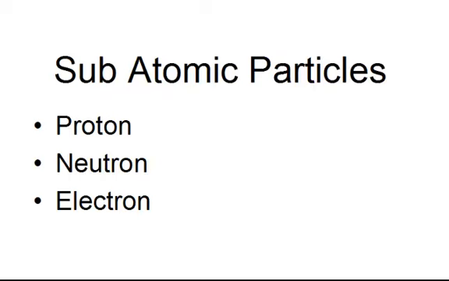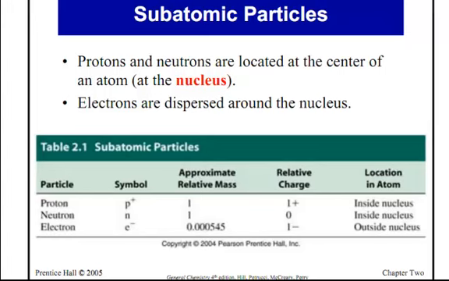In this particular vodcast, we're going to be discussing some of the characteristics of each: the proton, the neutron, and the electron. Some of this you may already know from either biology or from studying this maybe in 8th grade. The protons and neutrons are located at the center of the atom, referred to as the nucleus. The electrons are dispersed around the nucleus. So the electrons are located in the electron cloud.